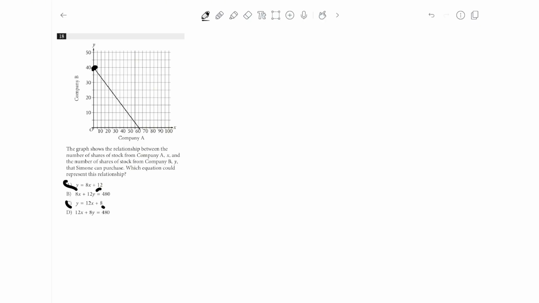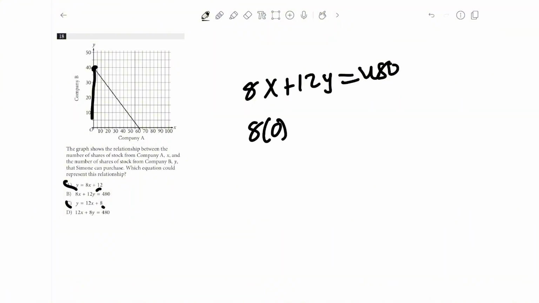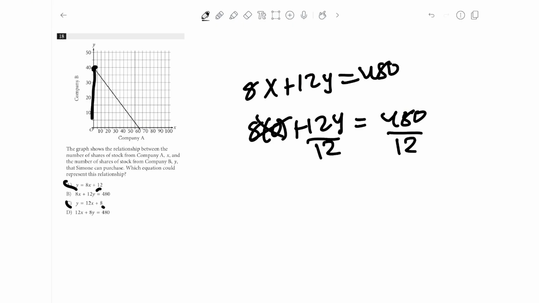It's very easy to check equations in standard form by plugging in 0 for one of the variables to find the intercept of the other one. So let's take 8x plus 12y is equal to 480 for our first example here. If we set x equal to 0, we will get the y-intercept we already know is 40. So we plug in 0 for x, and anything times 0 just disappears. So 12y equals 480. If we divide both sides by 12, what will we get? We will get 40. So the intercept checks out.